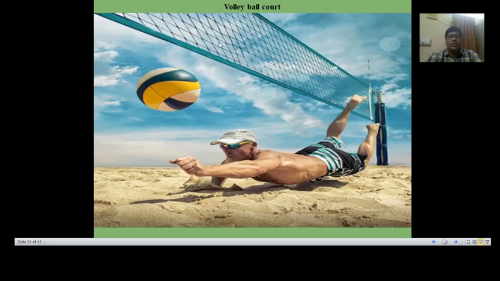Now this is a volleyball court. This is quartz or sand used in the volleyball court to enjoy life, to play the volleyball game.